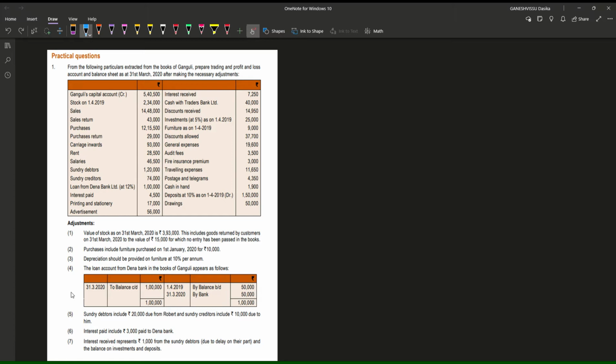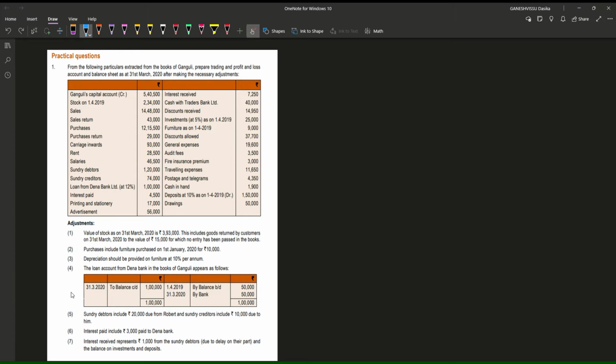We have to practice this illustration number 12 as well as the practical question number 1 a little bit more. We need to take it more carefully. These are very important problems, not from the exam point of view but from the knowledge point of view. Illustration number 12 and also practical question number 1, right?